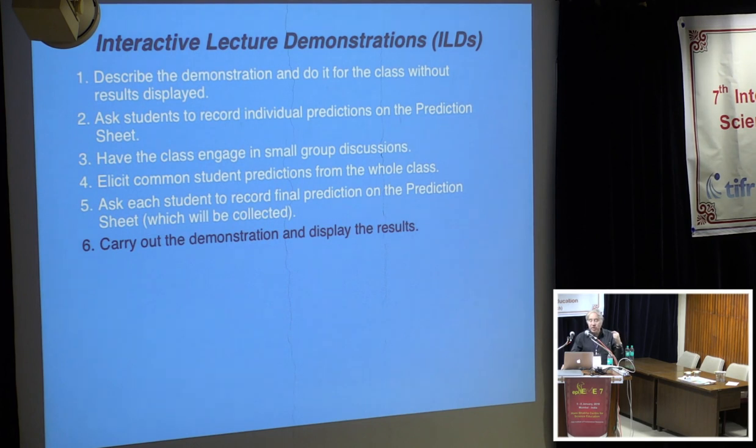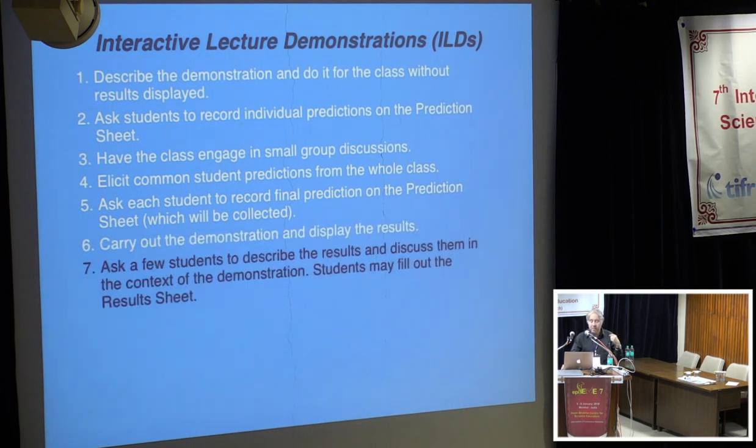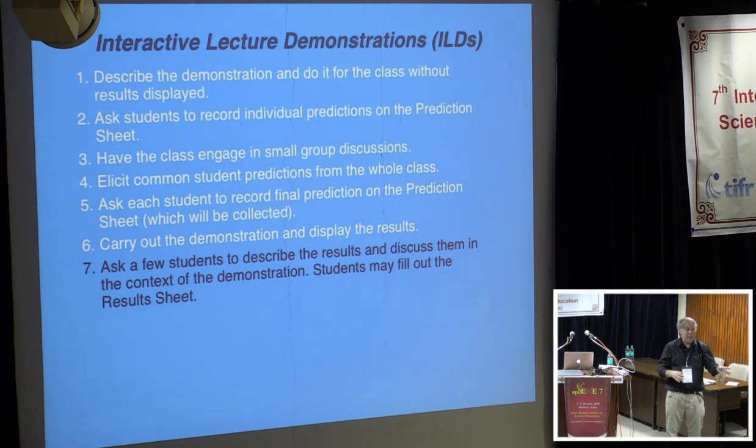Carry out the demonstration and display the results. Ask a few volunteers to describe the results in the context of the demonstration. And I'll just say to you that there's also a results sheet. So normally, students would get 2 sheets stapled together. One is the prediction sheet, which they turn in. The other one looks exactly the same, but they keep that and can take notes on it, if they want to have a record of what they did in class. So that's what the results sheet is.